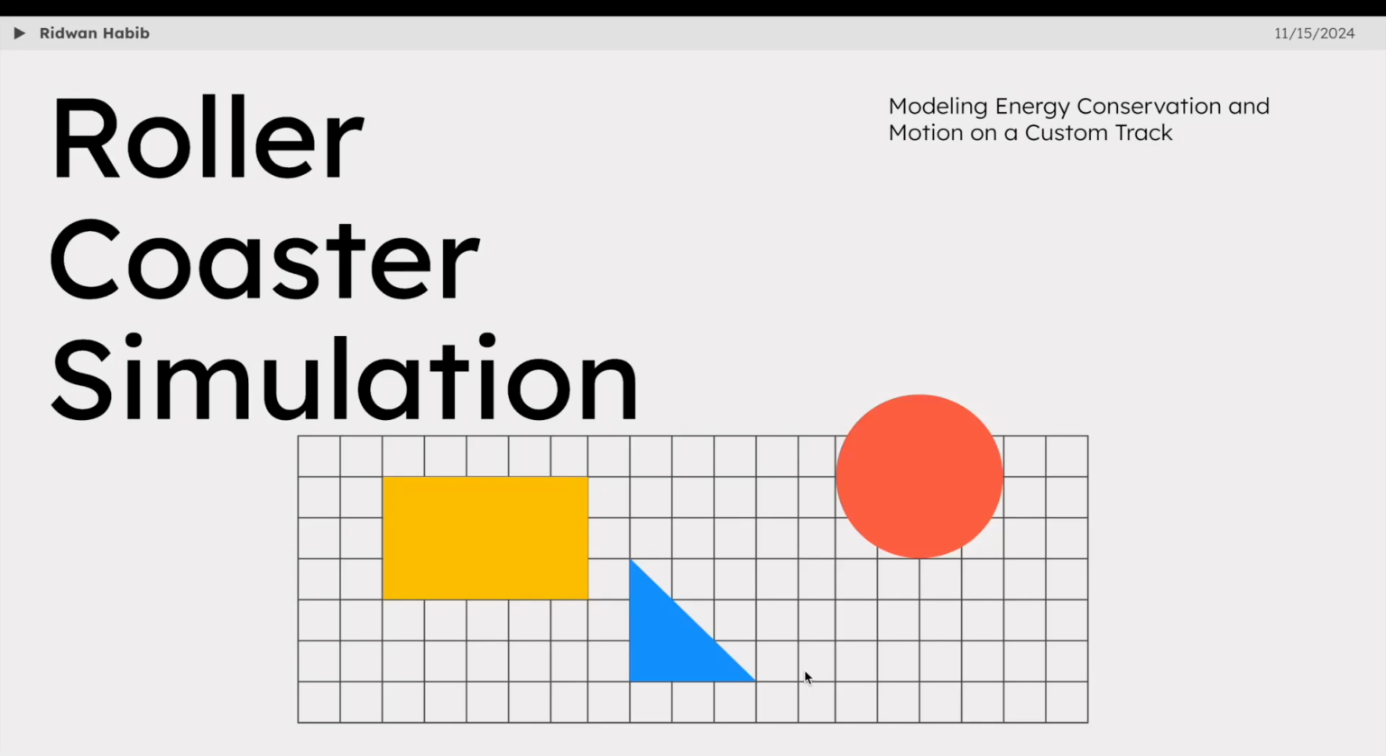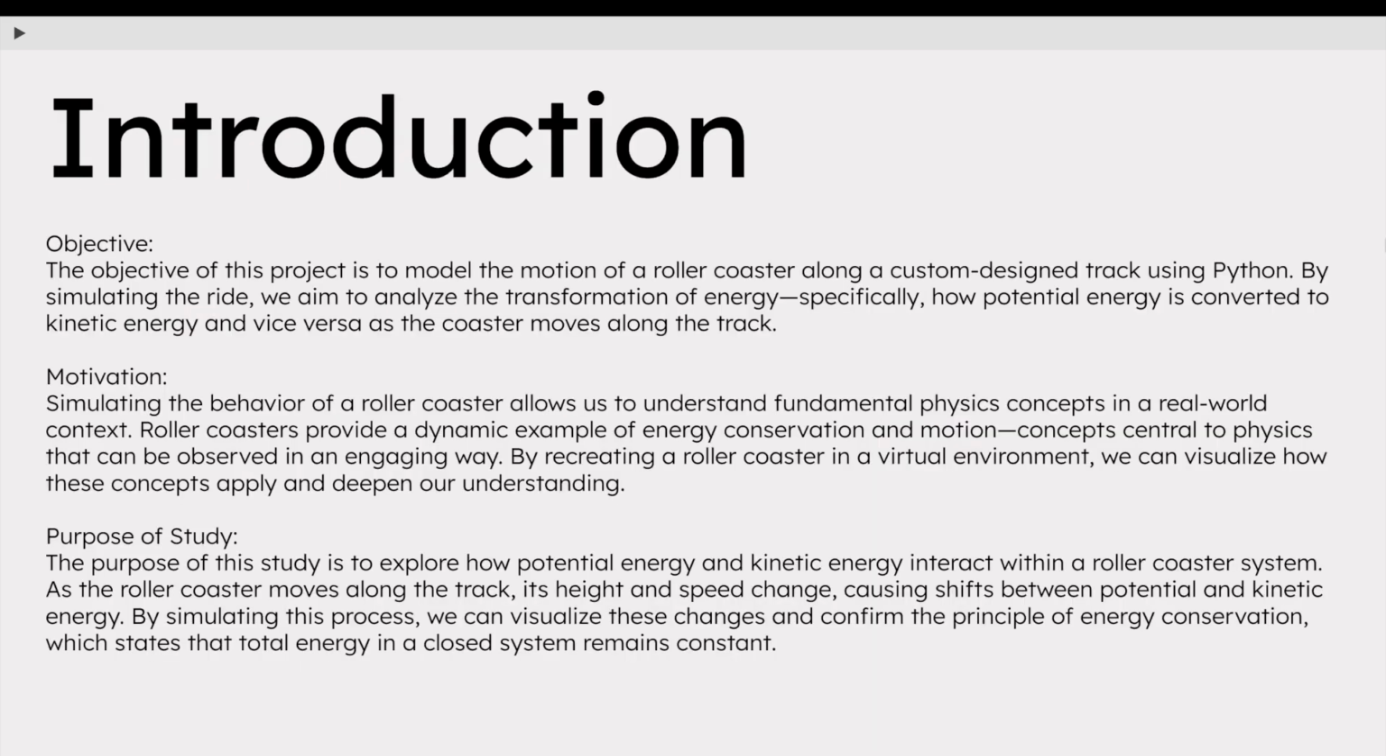This is a project on roller coaster simulation, modeling energy conservation and motion on a custom track. The objective of this project is to model the motion of the roller coaster, specifically how potential energy is converted into kinetic energy and vice versa.